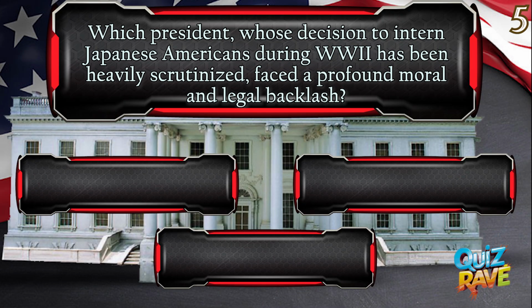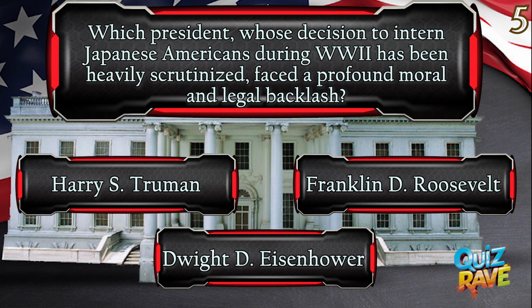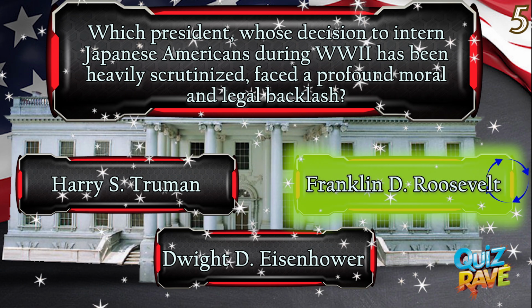Which president, whose decision to intern Japanese Americans during WWII has been heavily scrutinized, faced a profound moral and legal backlash? Franklin D. Roosevelt, Harry S. Truman, Dwight D. Eisenhower. Correct answer, Franklin D. Roosevelt.